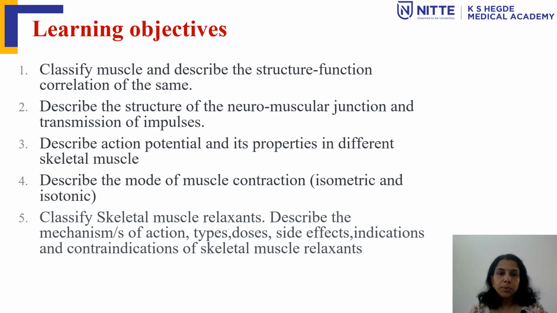So these are your learning objectives. At the end of the module, you should be able to classify and describe the structure, function, and correlation of the same, and describe the structure of the neuromuscular junction and transmission of impulses, describe the action potential and its properties in different skeletal muscle, describe the mode of muscle contraction, isometric and isotonic contractions, and classify the skeletal muscle relaxants. You should be able to describe the mechanism of action, the types, different doses, side effects, indications and contraindications of the skeletal muscle relaxants.